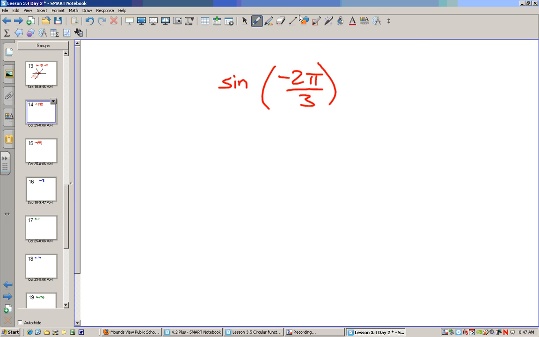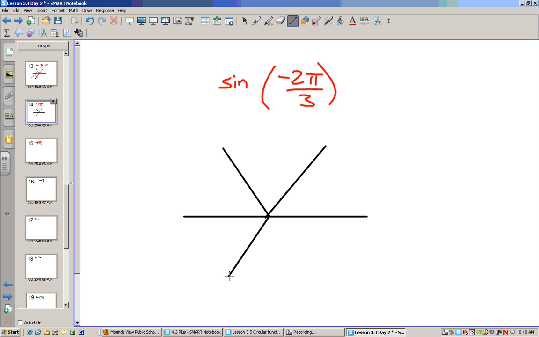Sine of negative 2 pi over 3. These things just keep on coming. We divide it into sections of 3 again, but now we're going in the opposite direction, so this would be negative pi over 3. Negative 2 pi over 3 would be over here. We draw it up, and for sine, I like to use my 1 as a hypotenuse, and so sine would be negative root 3 over 2.